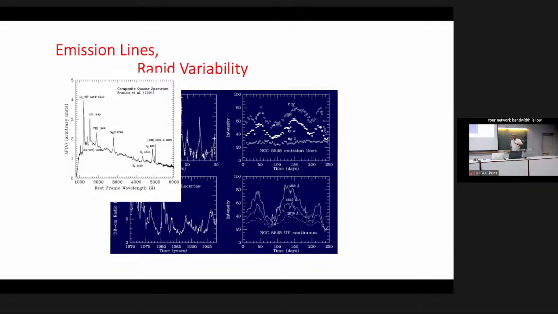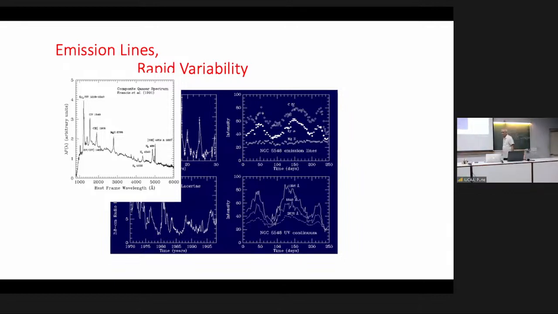Another great characteristic of quasars is that they vary. They vary on all kinds of time scales. If you look at it in the optical, they can vary over a year, 2 years, 5 years, 10 years. But in X-rays, for example, you can get variability in hundreds of seconds.